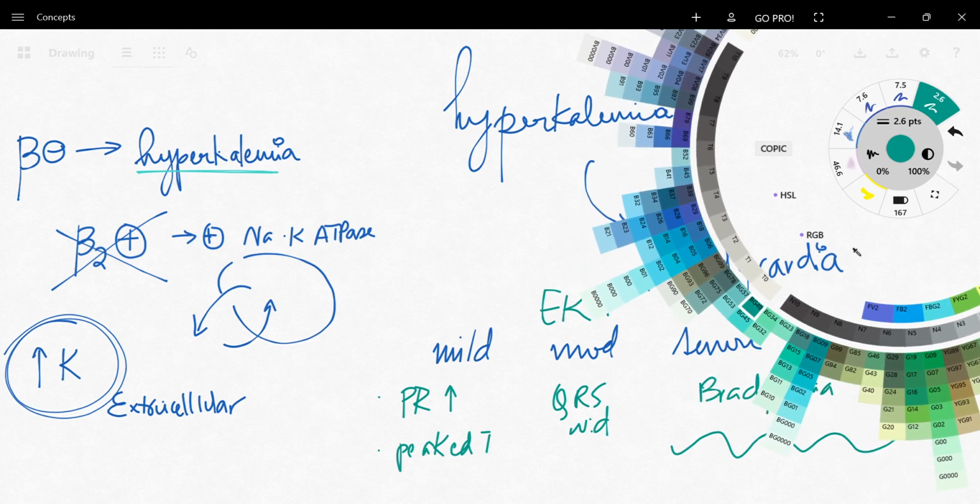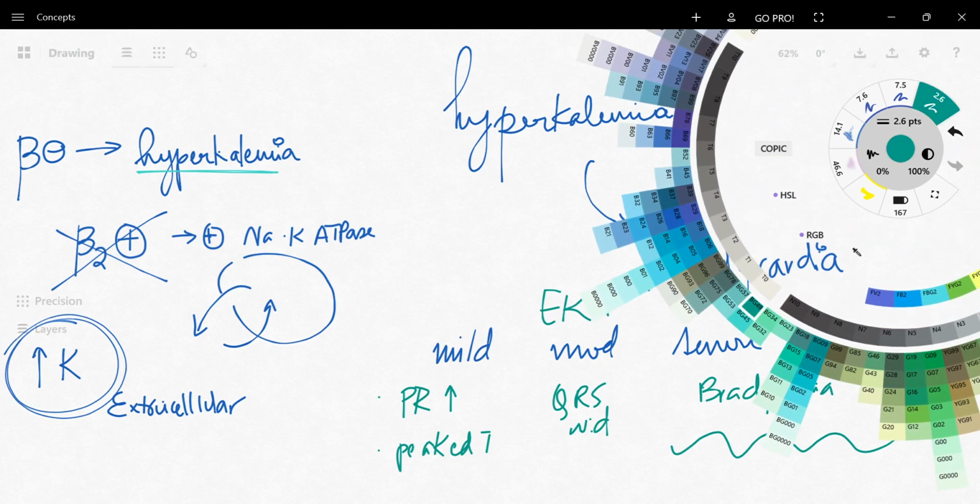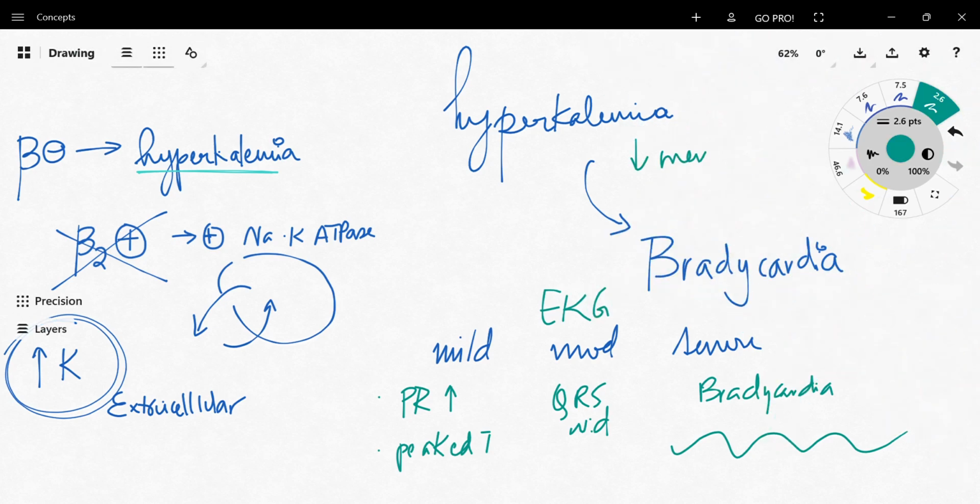But you can go over the EKG changes in hyperkalemia separately. Let's not get distracted. We're talking about BRASH syndrome. But basically what happens with hyperkalemia is that it reduces membrane excitability, right? And it causes conduction defects like bradycardia, right? Okay, now, so let's talk about BRASH syndrome itself.